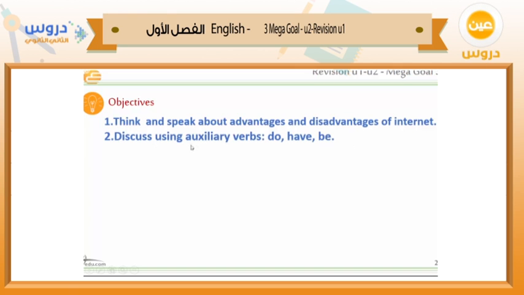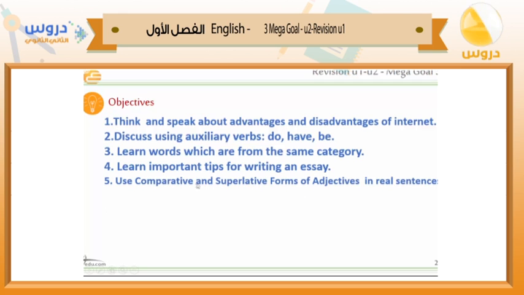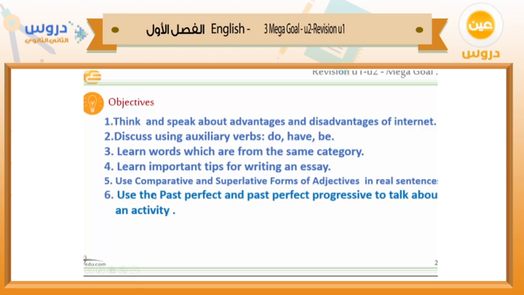Then we will discuss using auxiliary verbs do, have, and be. Then we will learn words which are from the same category. After that, we will learn important tips for writing an essay. Then we will use comparative and superlative forms of adjectives in real sentences. We will also use the past perfect and past perfect progressive to talk about an activity.